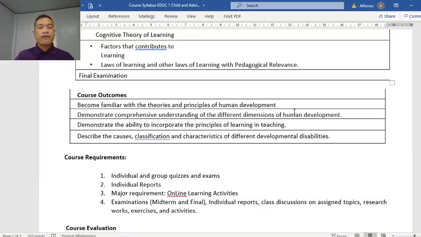First is that everyone will become familiar with the theories and principles of human development. Everyone could demonstrate a comprehensive understanding of the different dimensions of human development, demonstrate the ability to incorporate the principles of learning and teaching, and describe the causes, classifications, and characteristics of the different developmental disabilities. So these are the few important course outcomes that the subject is trying to work on at the end of the semester.